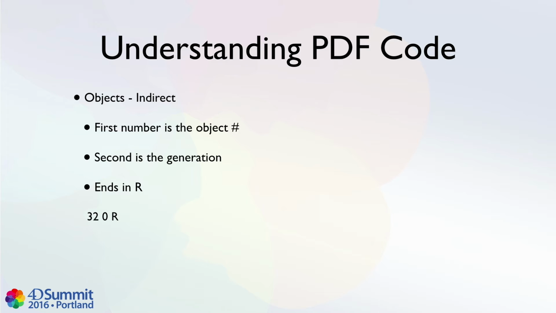So that right there is referencing object 32. Remember the other object that had text in it? We said it was 32 0 obj, and then it had the text, and then it ended in endobj. This is a reference to that. It's like a pointer to that object. Whenever you put that there, it's going to look it up and substitute in that code everywhere that object was used. So that's a way to reference an object.